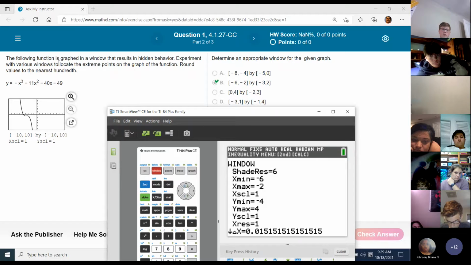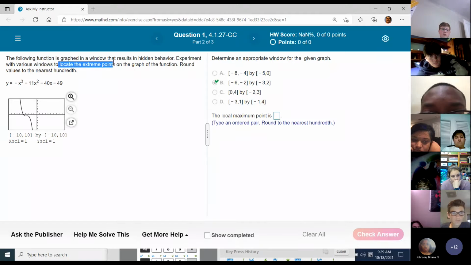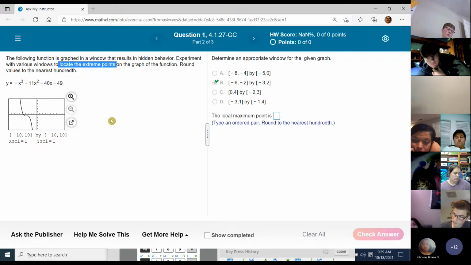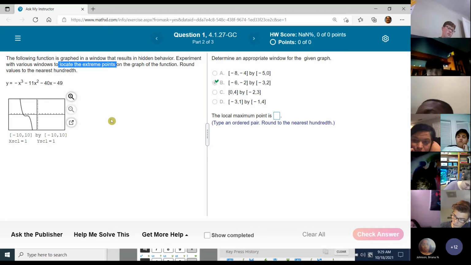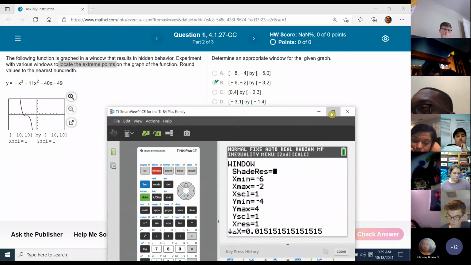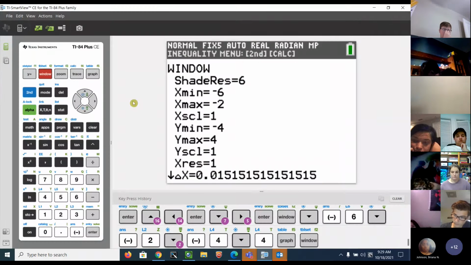to locate the what? Did somebody tell me what locate the extreme points mean? The saddle. Write that down. Extreme points, that's your min and your max. That's the saddle. So that's what I did. I didn't see it over here. I just saw it right there. And that's how I got my window. Window, -6, -2, -4, and 4. I got that just by looking at my graph and getting the saddle.